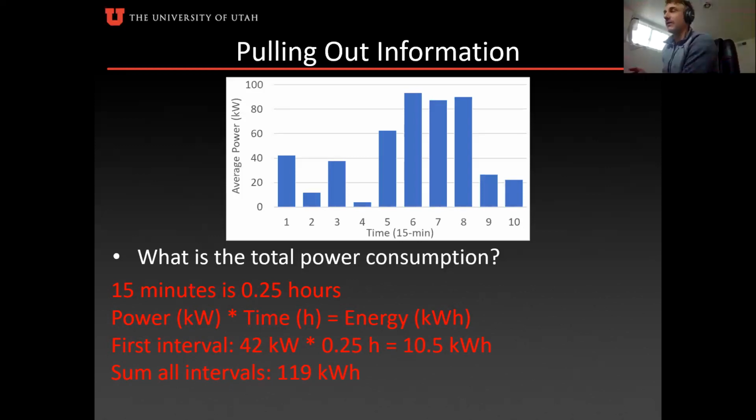And so if you follow that all the way through, the sum over all intervals is about 119 or 120. What Conrad did, and maybe the quickest way, is to look at all your intervals and just average them and then multiply by the whole time interval. So if the average is 40 or 45 kilowatts and you multiply that by 2.5 hours, you'll get the total power consumption for this time period.